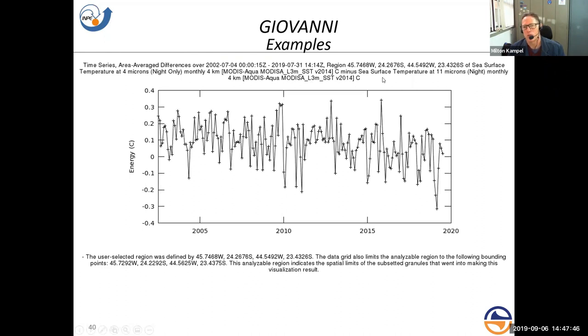But this is a difference between the temperature calculated at 4 microns and 11 microns. And you see that the variation is a few tenths of degrees, and varies with time. Users came to me asking which sea surface temperature should I use? Daytime or nighttime? 11 microns, 4 microns? So this could be tricky, but you have the tools to see by yourself and make your best choice.